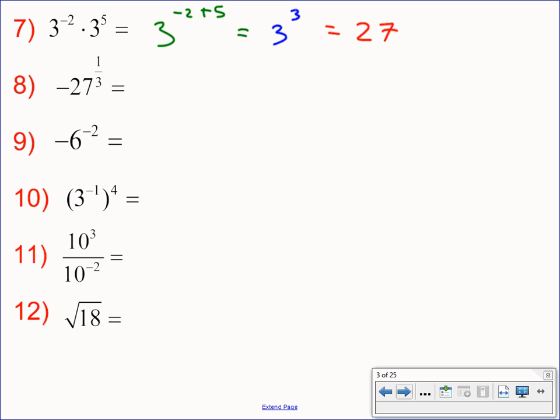I thought that the bases were separate. I was only looking at that first one. We can simply apply our properties of exponents to evaluate that.